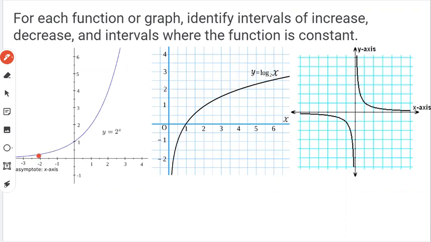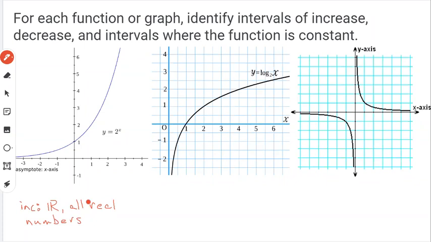So looking at this function, as we move in from left and we go to the right, the function is always increasing, right? So we can say that this function is increasing everywhere or on all real numbers. So this function is increasing on all real numbers. It's never decreasing, it's never constant, so we can say that it's always increasing.